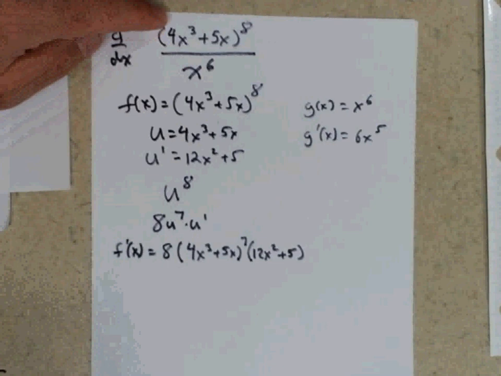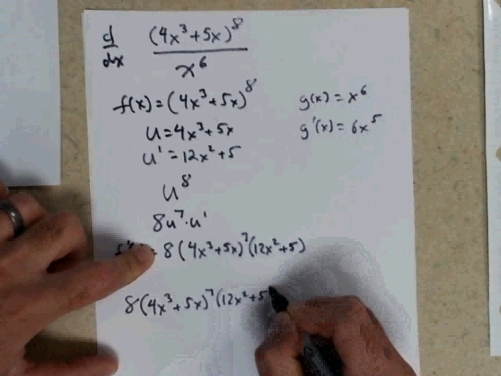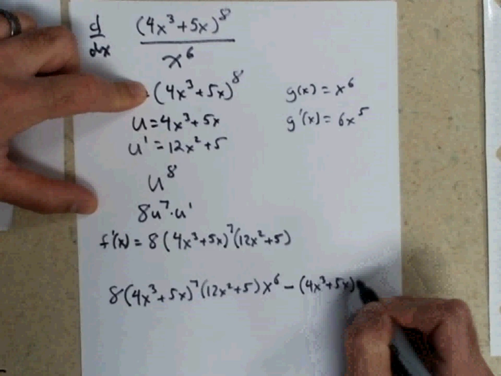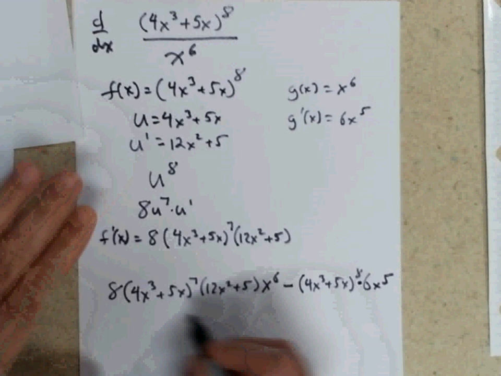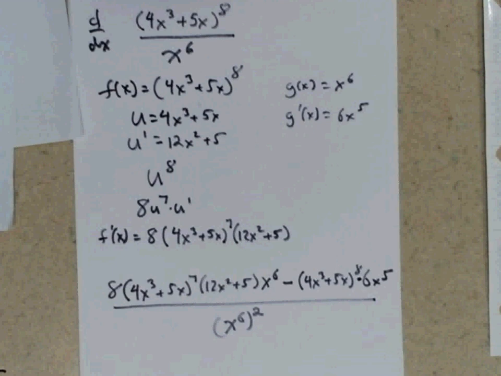Now, to take the derivative of this term, you have to use the quotient rule. So it's the derivative of f, which is right here, f prime, times g of x, which is x to the 6, minus the f of x function, which is the top function, times g prime of x, which is 6x to the 5. This whole thing is divided by the g of x term squared. And that's it. Don't do anything else.